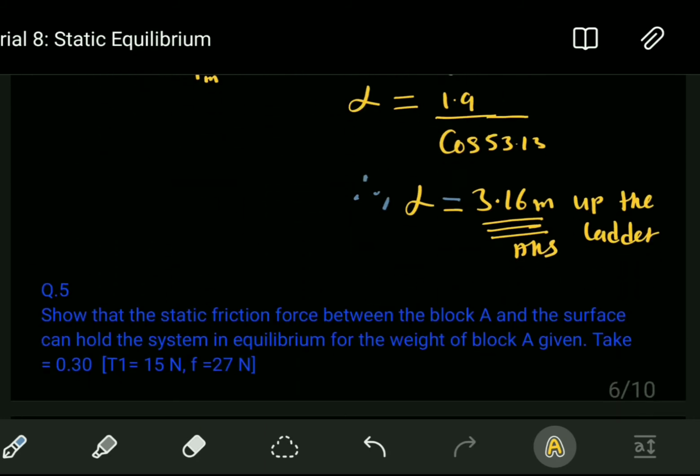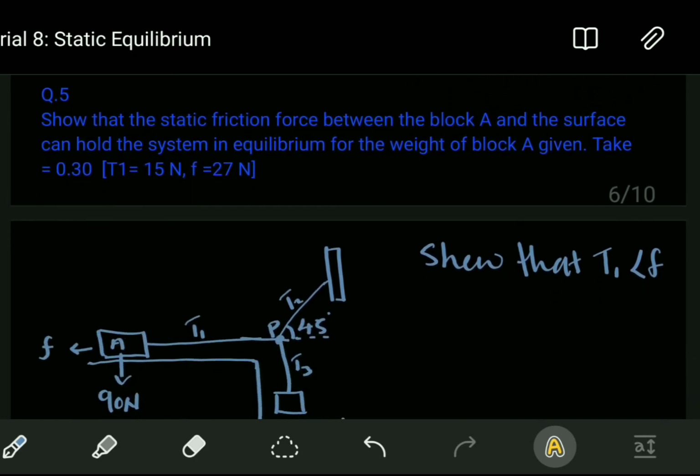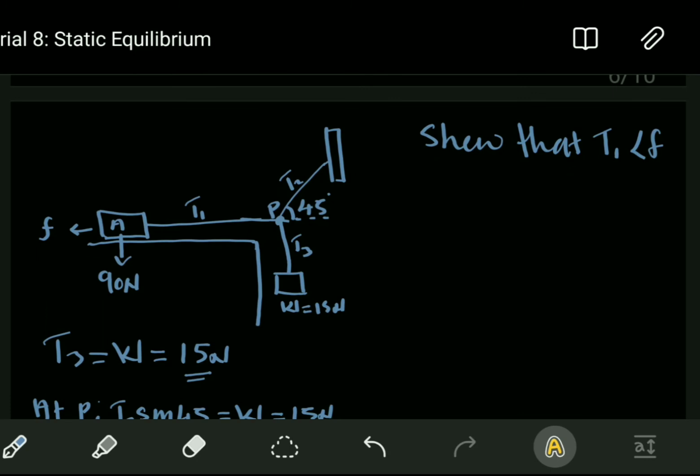We proceed. Question 5. Question 5 says we have to show that the static friction force between block A and the surface can hold the system in equilibrium for the given weight of block A. In other words, we simply have to show that the tension T1 is less than the friction force. The frictional force has to be great enough to hold the system in place, otherwise the system would not stay in equilibrium.